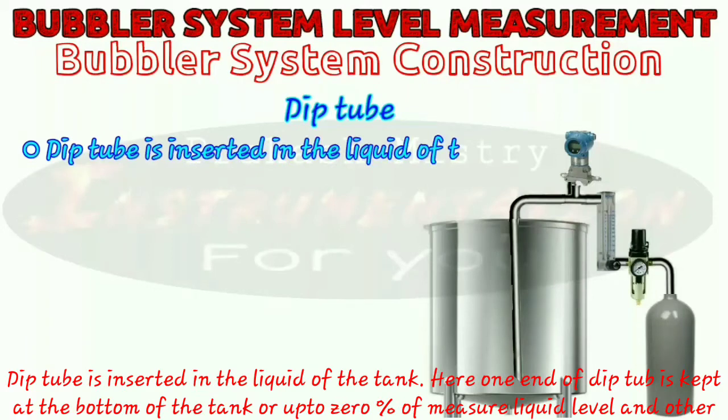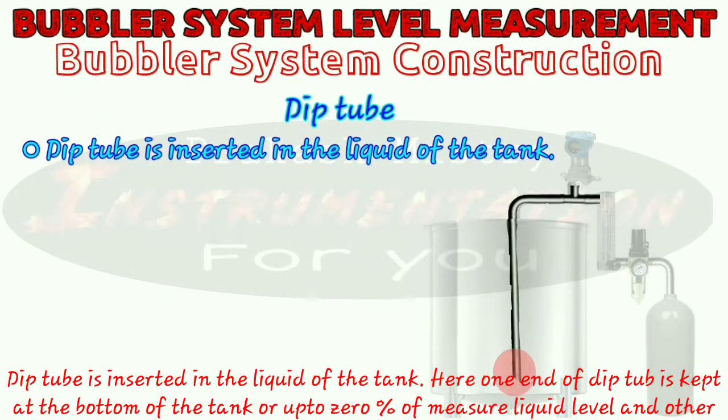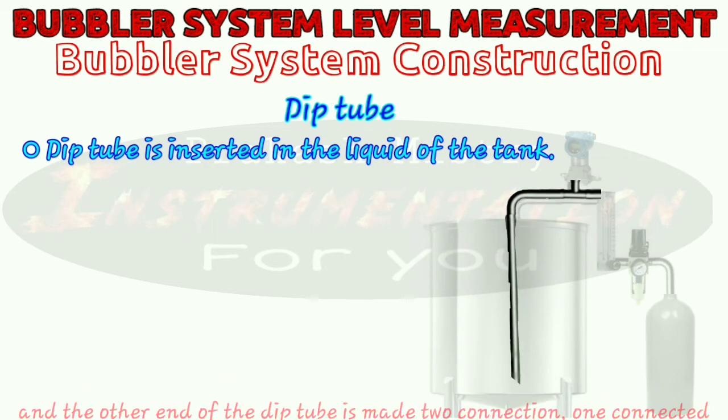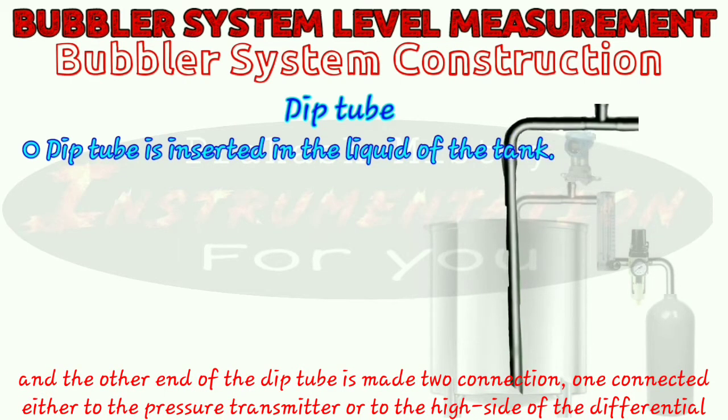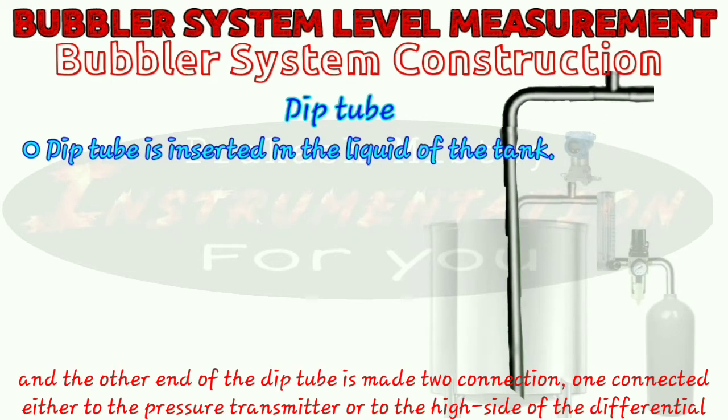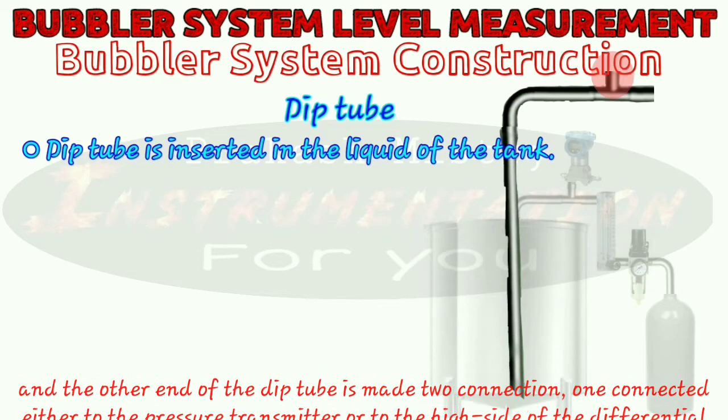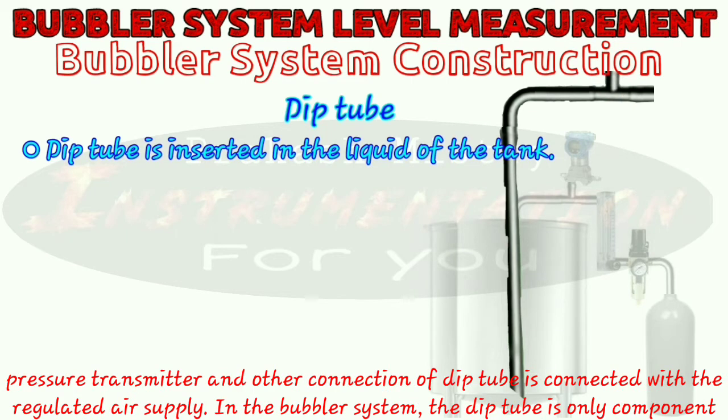The dip tube is inserted in the liquid of the tank. Here one end of the dip tube is kept at the bottom of the tank, or up to the 0% of the measured liquid level. And the other end of the dip tube is made with two connections. One is connected to either the pressure transmitter or the high side of the differential pressure transmitter, and the other is connected with the regulated air supply.